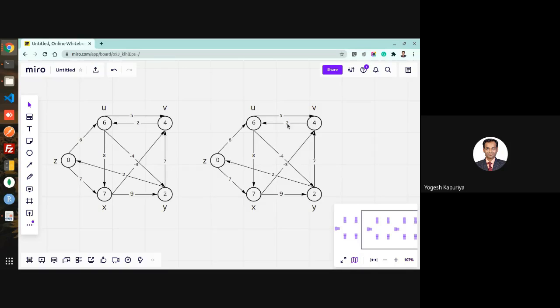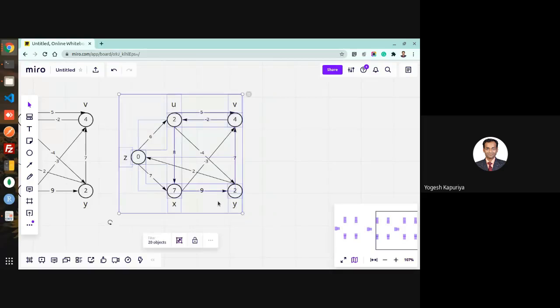Then for v, 4 minus 2. This is 6. So 4 minus 2 is 2, which is less than 6. So this will change to 2. Okay. Then there are no other outgoing edges of v. Then for x, 7 minus 3, 4, no change. 7 plus 9, 16 and 2, no change. Then y, 2 plus 2, 4, no change. So this is after the second iteration. Similarly, you will do it for the third iteration.